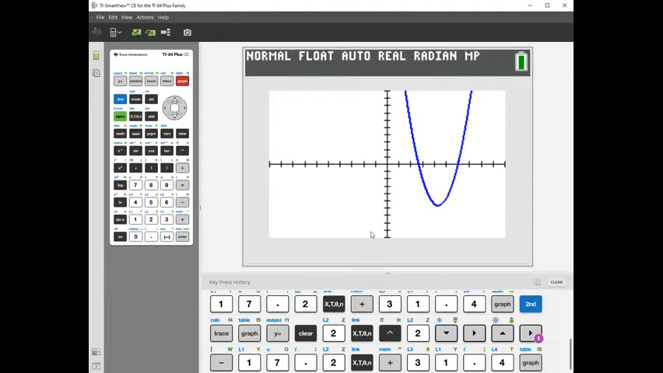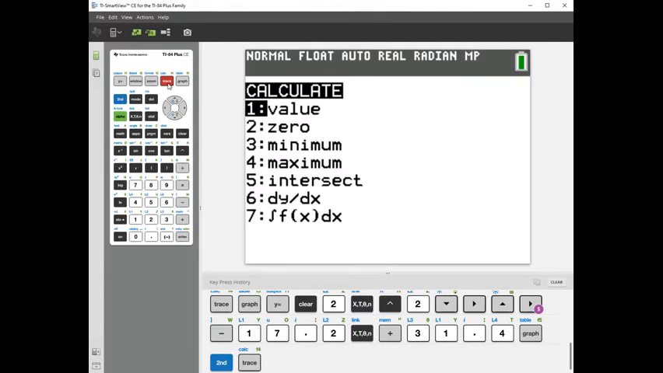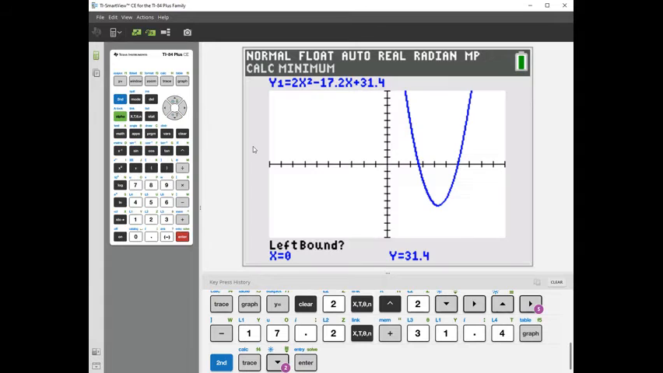But if you look at our graph, does this have a minimum or a maximum value? Right, it has a minimum because it's got a low point in the graph. How you find it in the graphing calculator is you go to second, trace. Then we're going to select the minimum key, so arrow down to where you see 3, and click enter. Now it's going to say left bound. So we know our minimum value is right here at the low point in the graph.